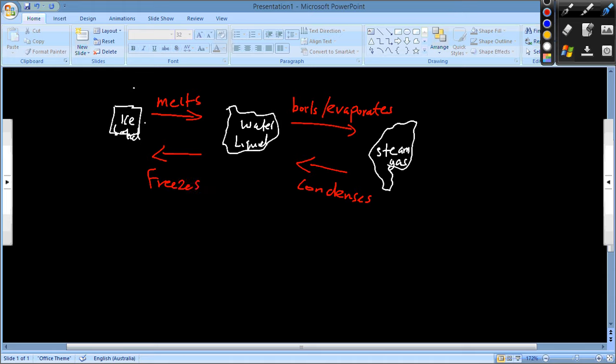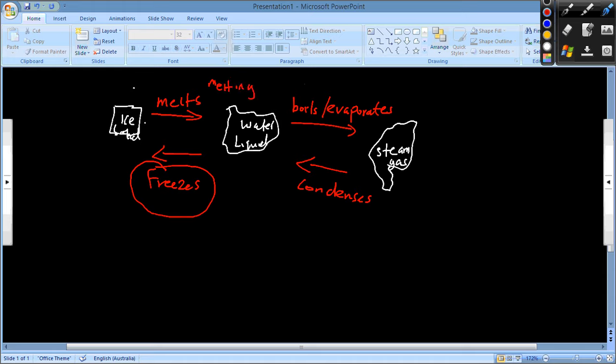So these are ways in which we can have a change of state from ice to water to gas, and gas to water to ice again. So melting, boiling, evaporating, condensing, and freezing are all changes of state. Now, when a change of state occurs, you must be able to tell me the name of that change of state. Where something melts, the change of state that occurs is called melting.